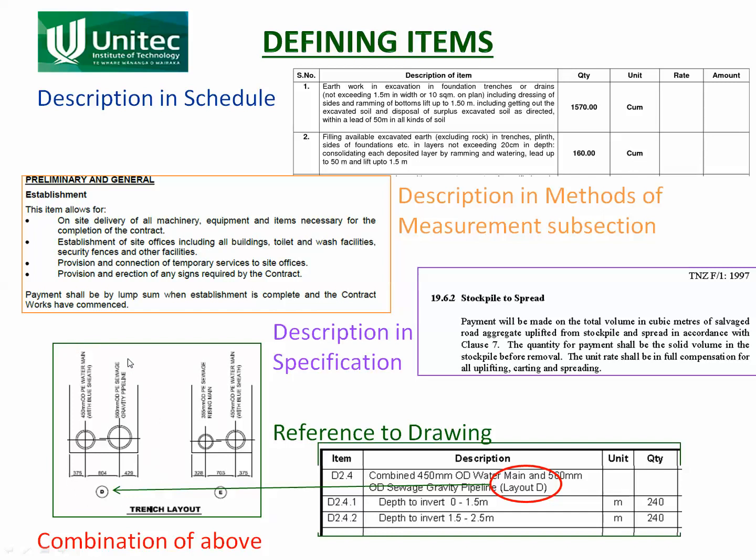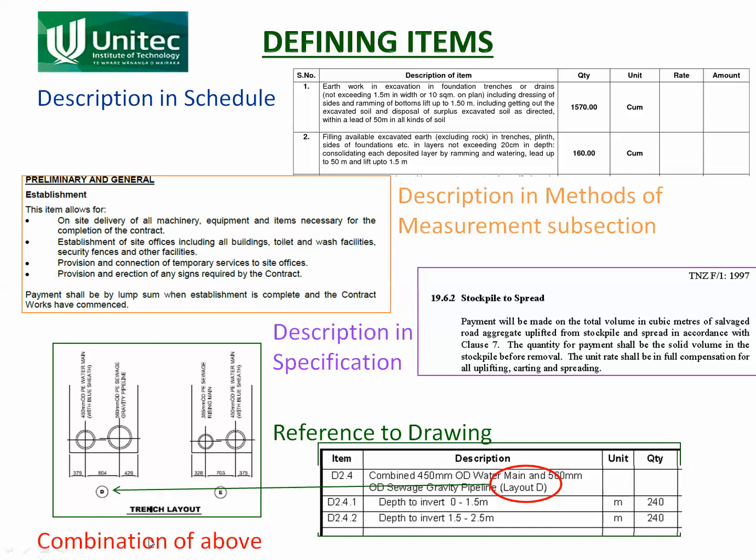So it gives most of the indication of what it is, but doesn't say anything about whether it's supplying the pipe, doesn't say anything about supplying the bedding or anything like that. So it does need to be backed up with methods of measurement as well, but it's another way of defining things. Or you can have a combination of the above.